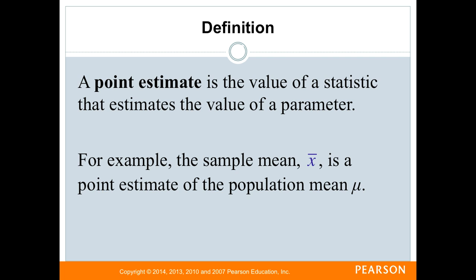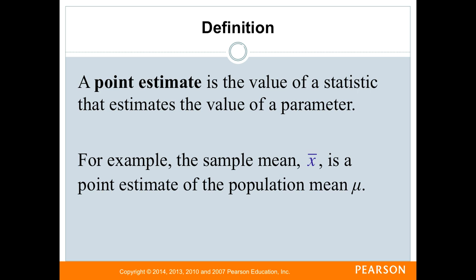Now, again, some definitions here. I'm going to introduce you guys to a new distribution in this section. So we've dealt with normal distribution, binomial distribution. Now we're going to have something called the t-distribution. But you should already be familiar with this definition here. A point estimate we know is the value of a statistic that is used to estimate the value of a parameter. So the sample mean, x bar, is a point estimate of the population mean.